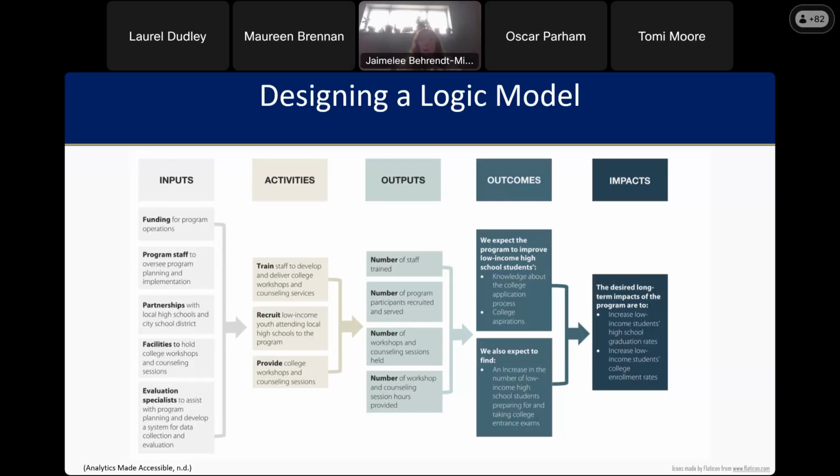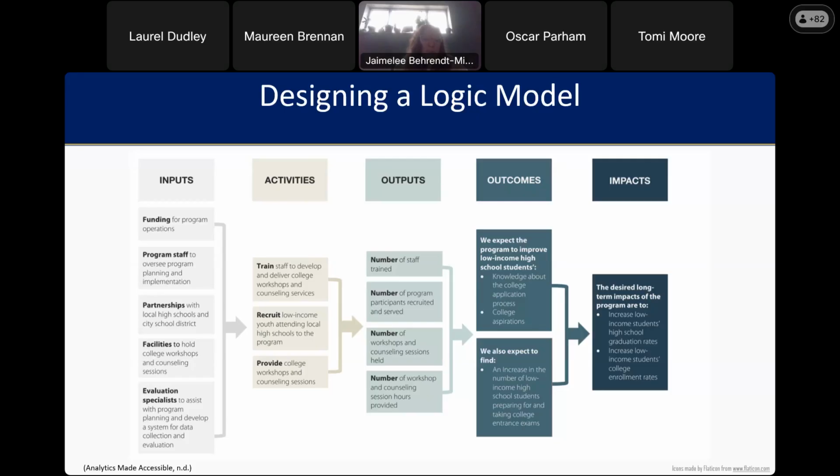The next part of this logic model is your activities. So think about how you're training your staff, how you are recruiting all of the participants who are going to participate in your program, and then think specifically about what services exactly you are providing. These are going to be your activities.